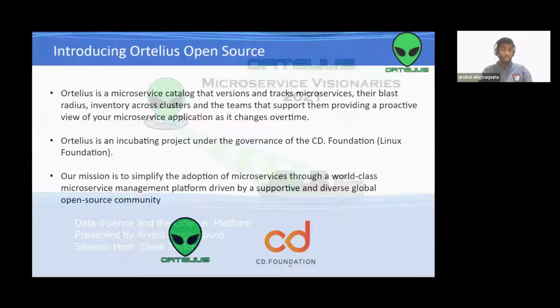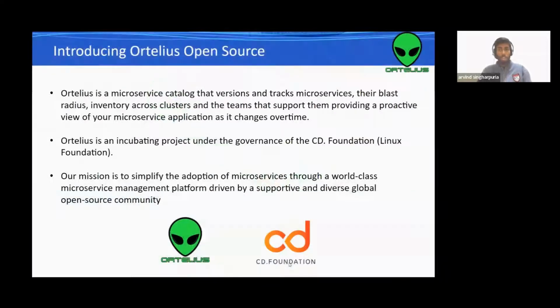Ortelius is a microservice catalog that versions and tracks microservices. It takes all of your microservices and gives each one a version, and for each iteration or change of these microservices it gives a new, updated version. In this way, it tracks and manages the microservices for your application. It is also an incubating project under the CD Foundation.